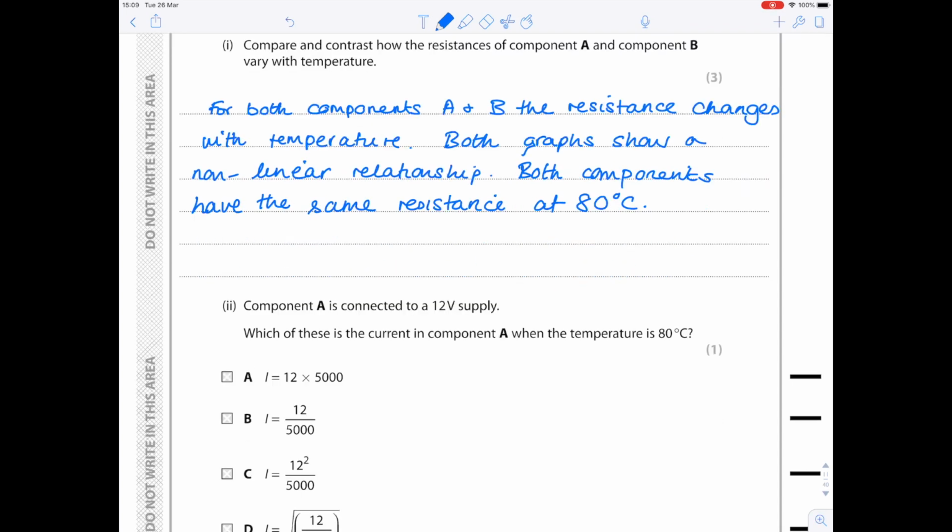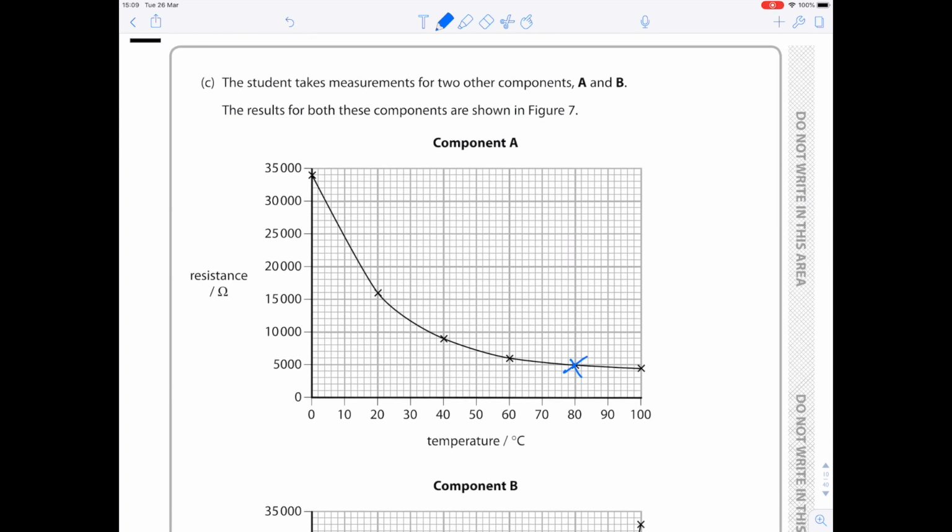Component A is connected to a 12-volt supply, so that's obviously voltage. Which of these is the current in component A when the temperature is 80 degrees Celsius? So we're looking for the current, which is I. We've been given the voltage, which is V. And we need to use this piece of information here, that the temperature is 80 degrees. Make sure you're looking at the component A graph.